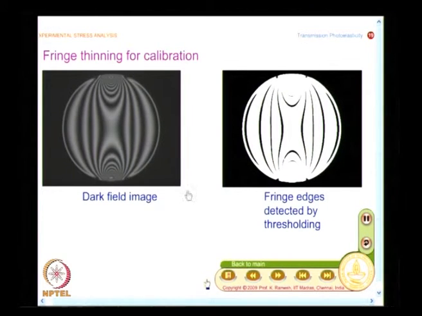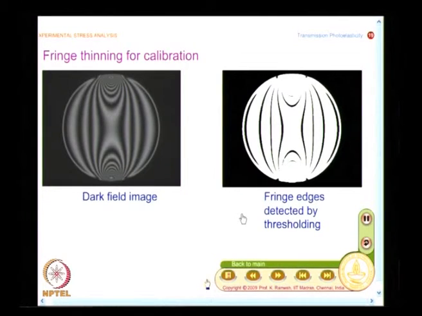And what I have here is the disk under diametral compression fringe pattern, and this is the edge identified image, and I have these edges identified. What I have to do is go and find out the fringe skeleton. Here what you find is the fringes are not only either horizontal or vertical, they have an arbitrary shape, primarily vertical.